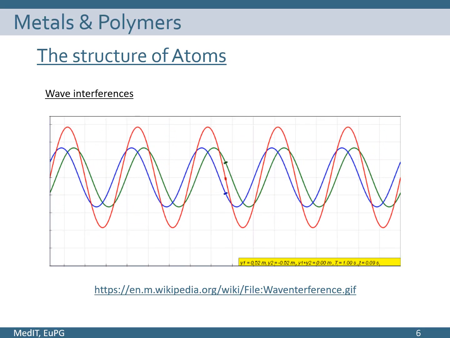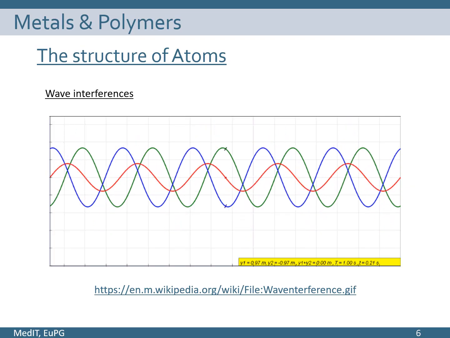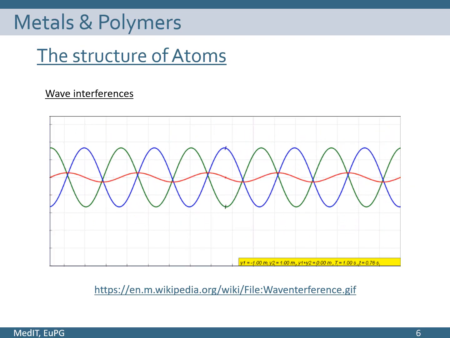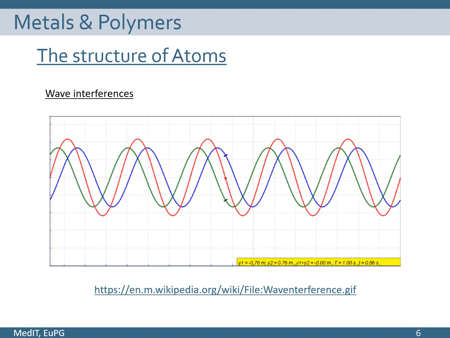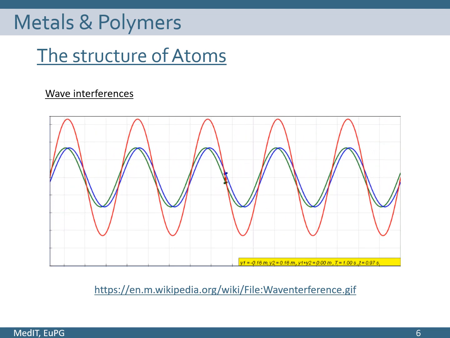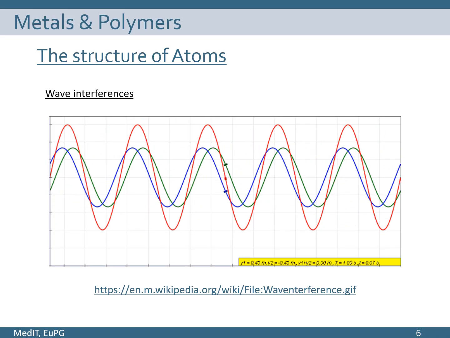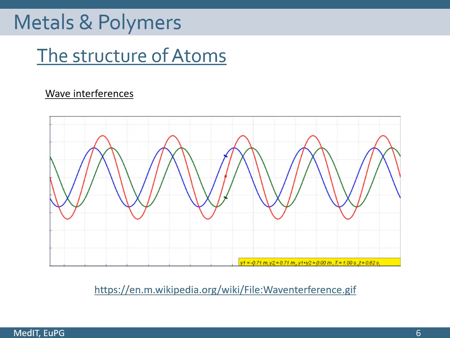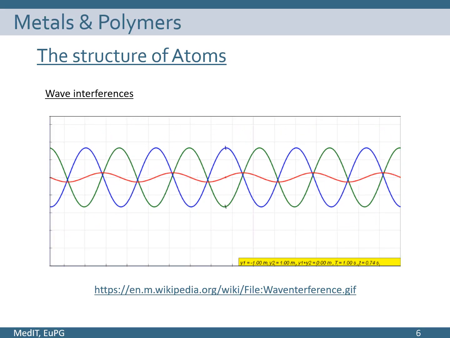Okay, you can see two waves. One blue wave propagating to the left, and one green wave propagating to the right. Please note that both waves have the same velocity, and they also have the same wavelengths, which by the way means that they have the same frequency, and they also have the same amplitude.